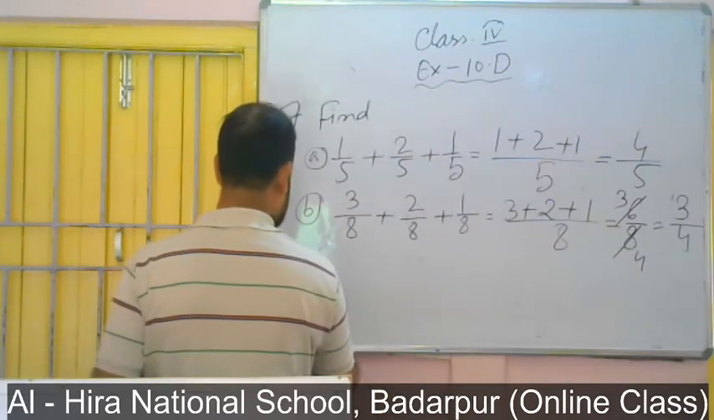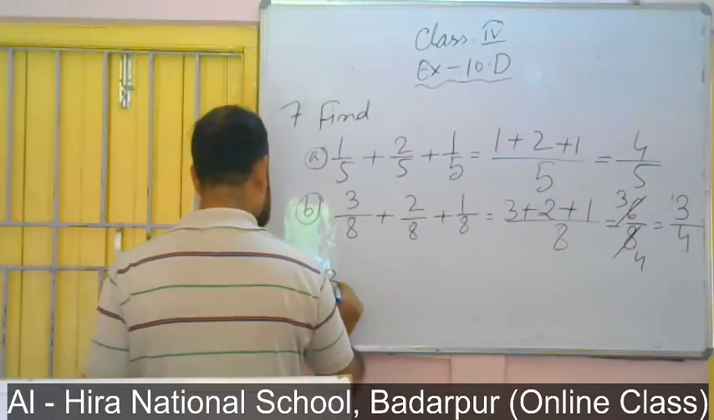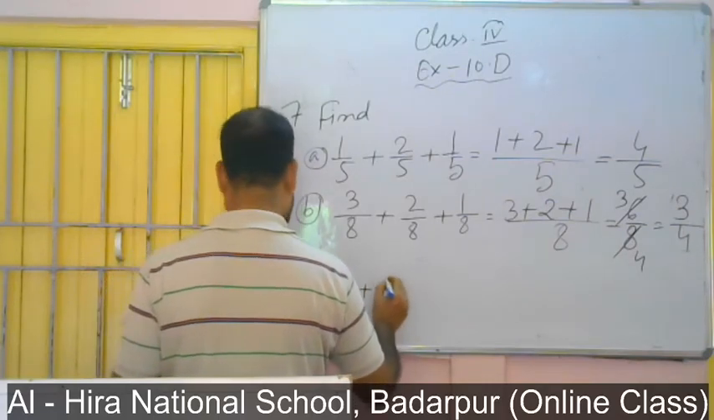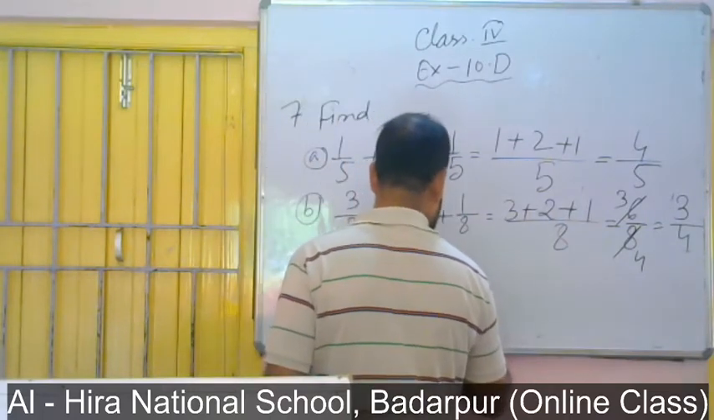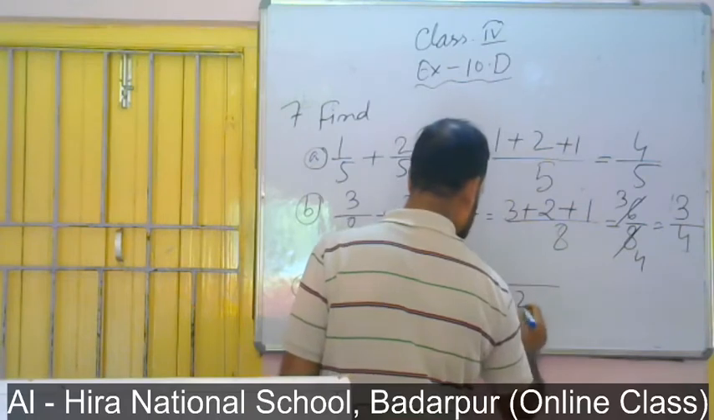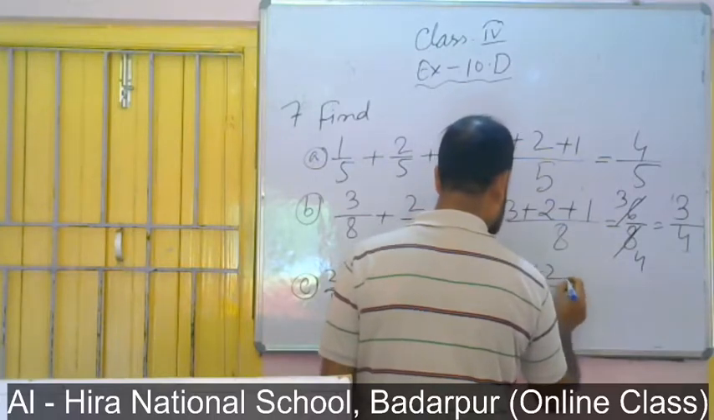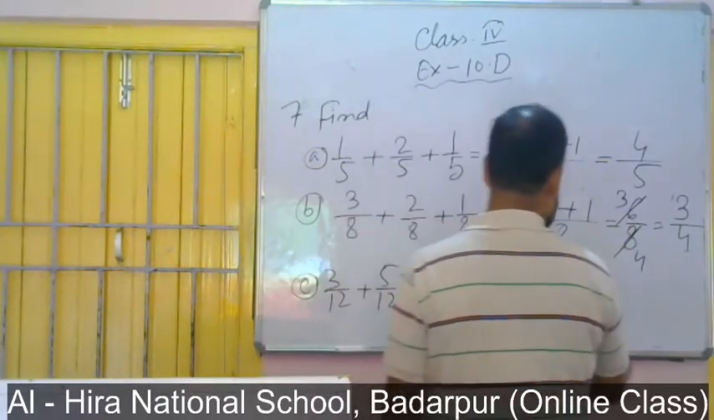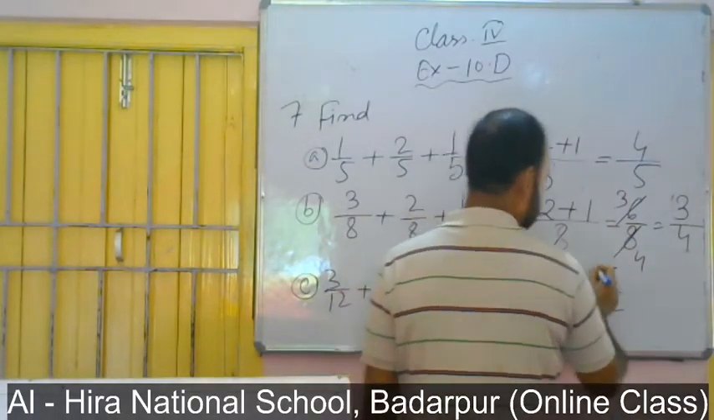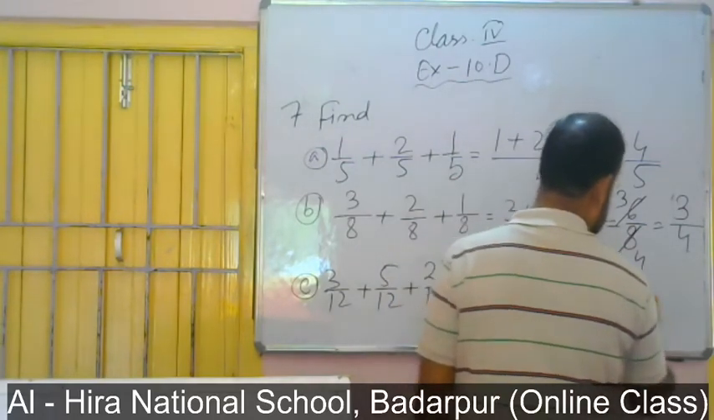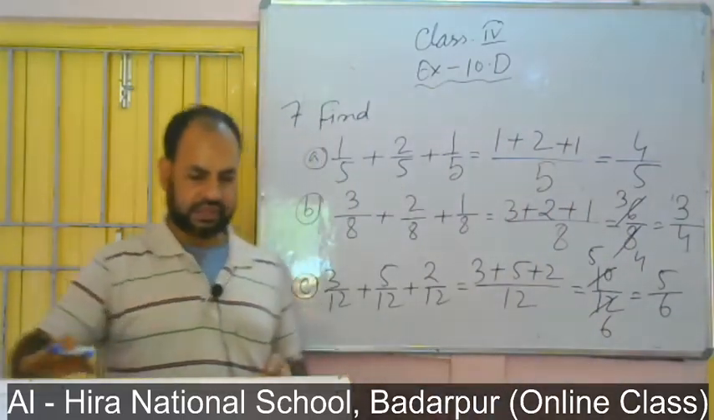Next, question number C: 3 by 12 plus 5 by 12 plus 2 by 12. Now 12 is the common denominator, then 3 plus 5 plus 2. 3 plus 5 is 8, plus 2 is 10, so 10 by 12. If we cut with 2, 2 fives are 10 and 2 sixes are 12. So the answer is 5 by 6.